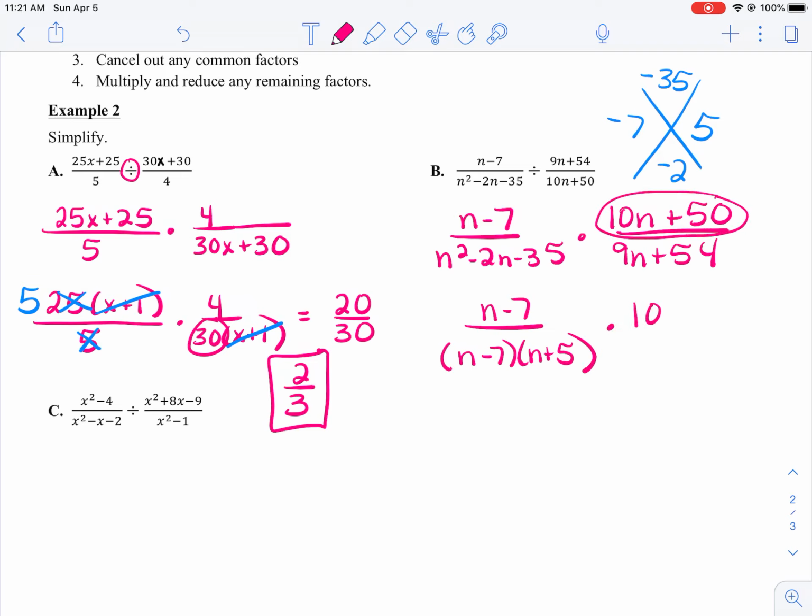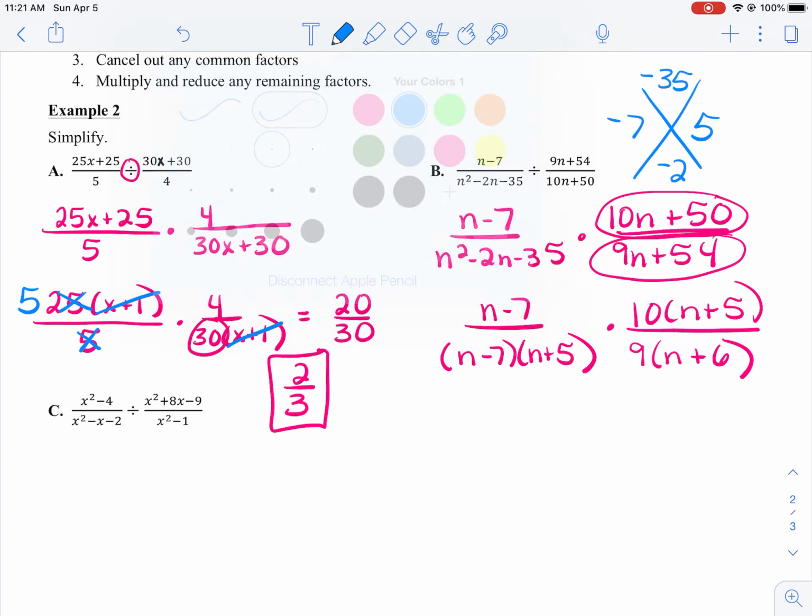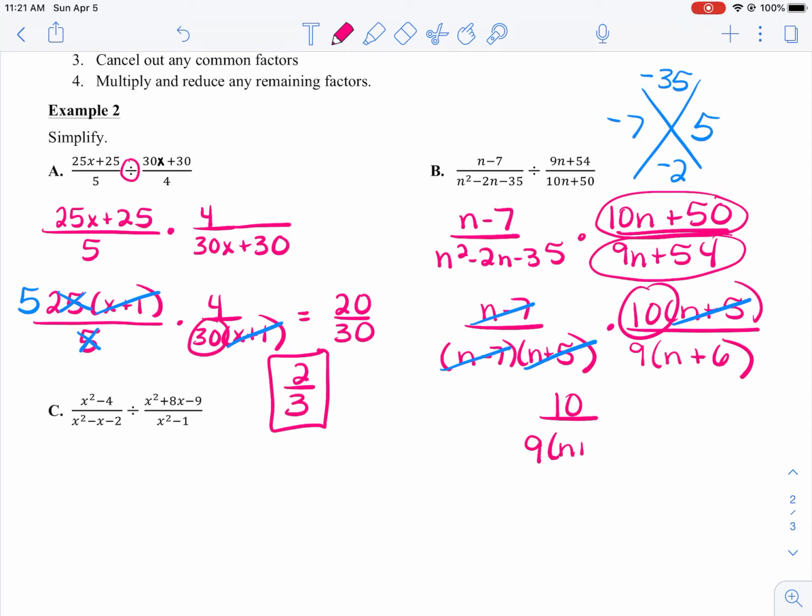And then right here I can take out a 10 and I get n plus 5. And then right here, you might need a calculator to help you out, but you can take out a 9. 54 divided by 9 is 6. Okay, so now that everything's factored, we can cross out our n plus 5s. We can cross out our n minus 7s. And on the top, we are left with just this 10. And on the bottom, we're left with the 9 and the n plus 6.